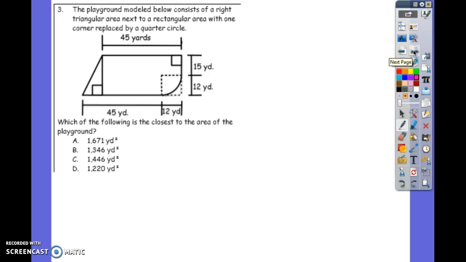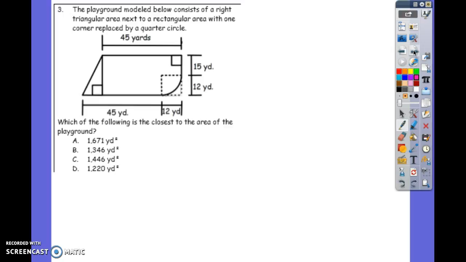Question number 3. The playground modeled below consists of a right triangular area next to a rectangular area with one corner replaced by a quarter circle. Which of the following is the closest to the area of the playground? So we're going to need to figure out the area of all of the different figures within this composite figure.